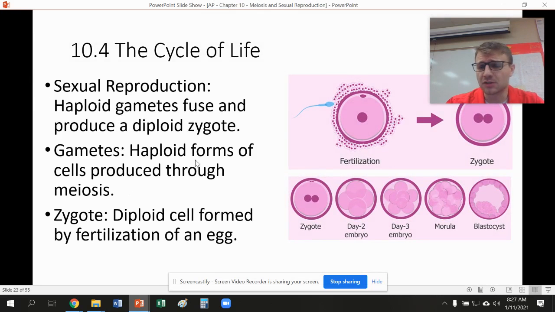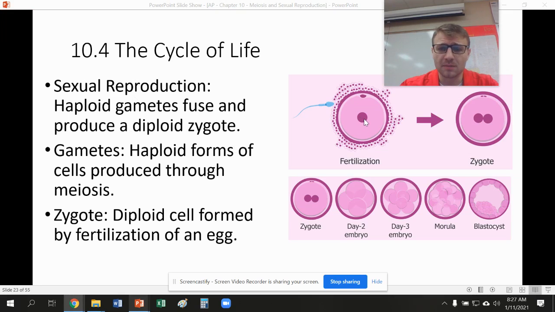Now, just like I said, sexual reproduction is the fusion of two haploid cells. You can see here the sperm, you can see here the egg, and it's going to fertilize to make the zygote. The gametes are those sperm and egg. If you ever see that word, those are just referring to the haploid cells. And the zygote is that diploid cell that's formed by the fertilization of the egg.